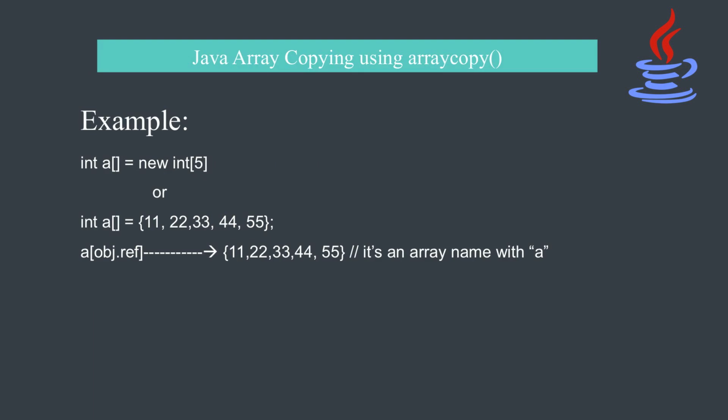So now I am taking another example. In this example, I can take an integer array A, new int of 5.